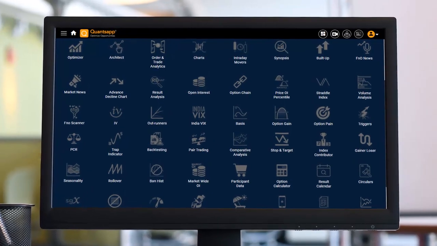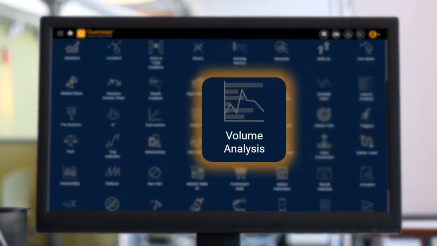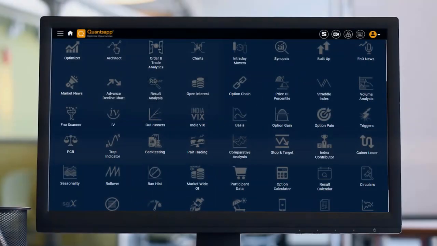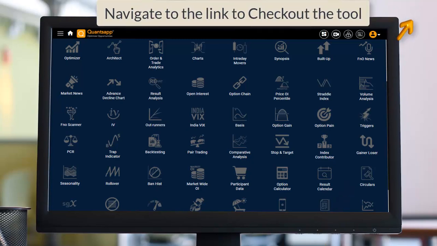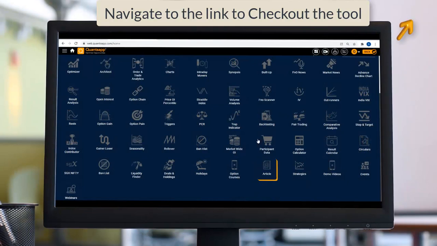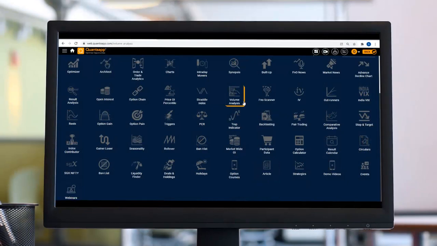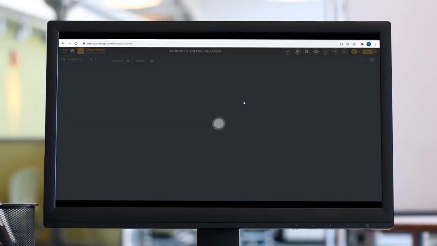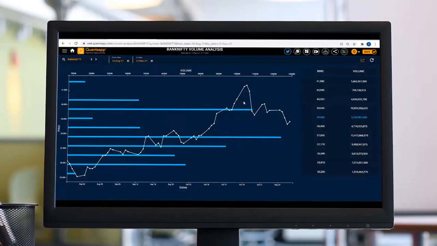Hi, in the volume analysis tool in Quantsapp, we can have a look at the volume profile of any F&O instrument, and we can check in futures data where huge volume was observed on a particular instrument. Further, these levels will be helpful if we want to find the vital volume based levels for our desired F&O instrument.